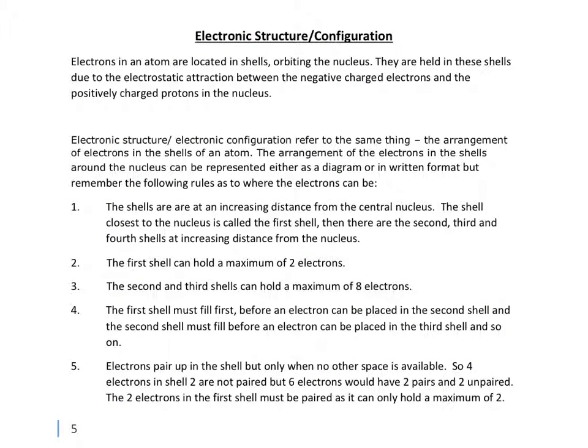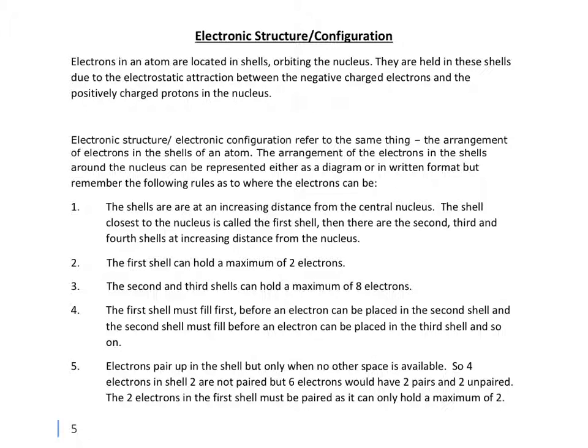Okay, what we want to do now is go back to our notes and turn to page 5. I just want to skip out the concept of isotopes for now and look at the idea of electronic structure or configuration at this point. We'll come back to isotopes. Now, the electronic structure or configuration, these two terms can be used interchangeably. They mean exactly the same thing. And what it really means is the arrangement of the electrons in the shells of an atom.